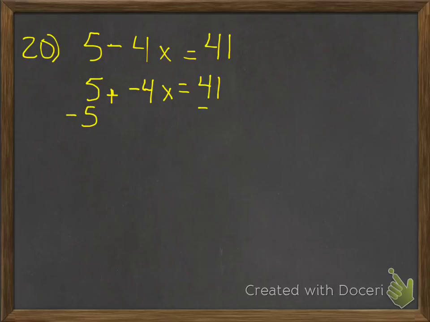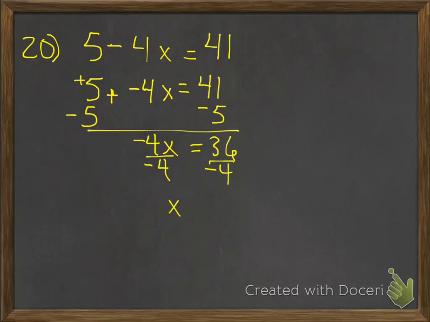Subtract 5, because now we can see this is a plus 5, and then I can say negative 4x equals 36, and then I can divide by negative 4, negative 4. Now if you get the sign wrong, I didn't count it wrong for a lot of y'all on this test, but I will count it wrong for the next one. So please keep that in mind, because I want y'all to make sure y'all get those correct.